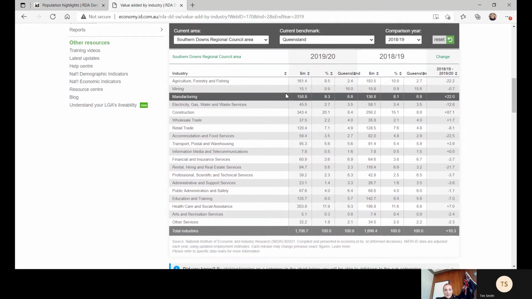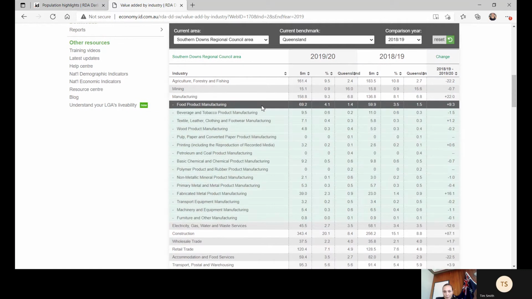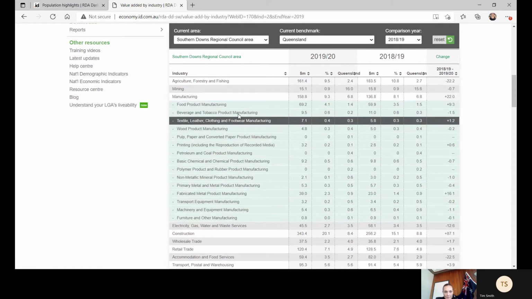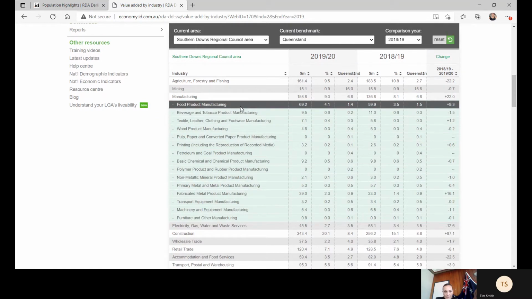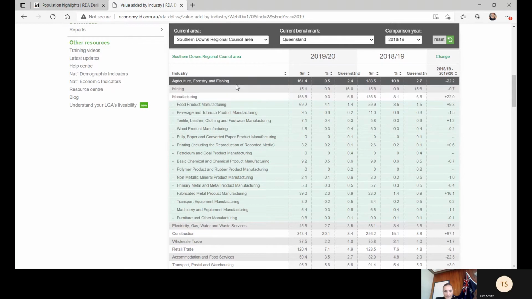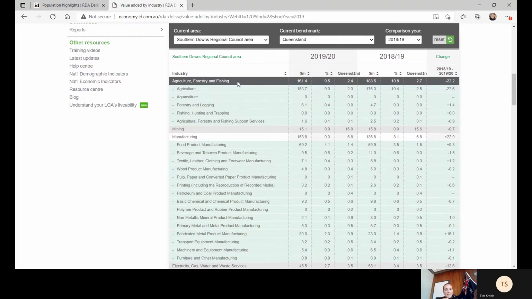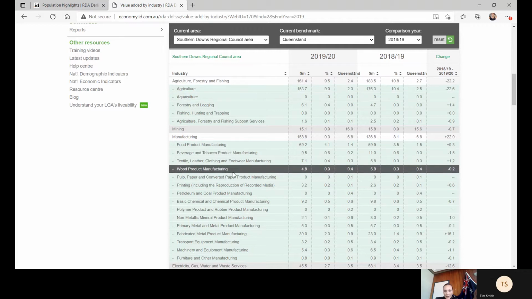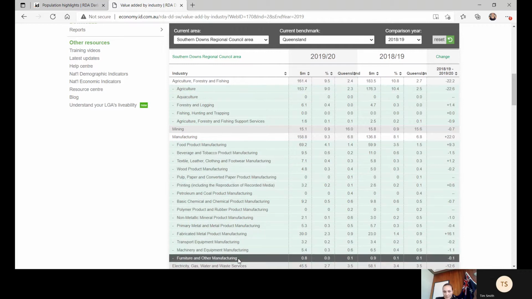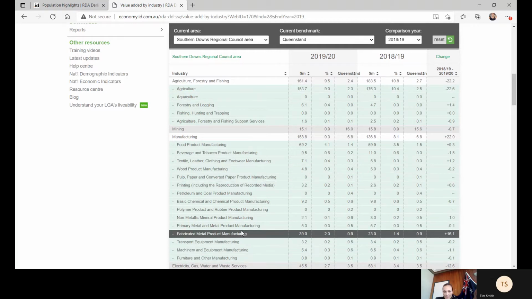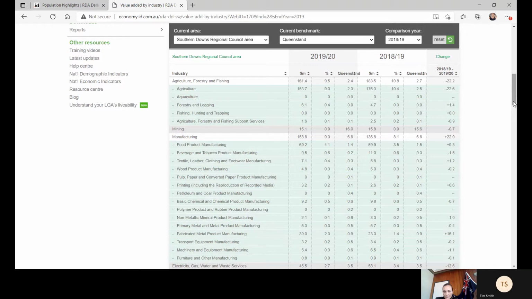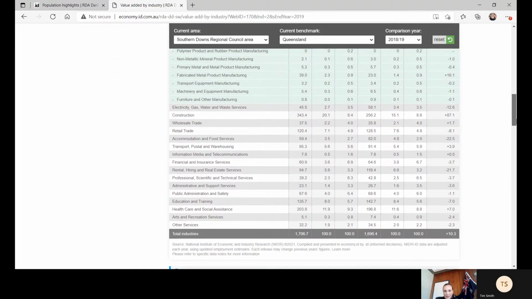So we can see here manufacturing has improved, particularly fabricated metal and food product manufacturing during that period has increased. So you can actually drop down and see your subsectors, which I think is really important because it's easy to generalize and say, well, we've done quite well in manufacturing, but when you actually look at it, we've also had a few little losses along the way in machinery and equipment, non-metallic minerals, this sort of thing. So we can come down here.